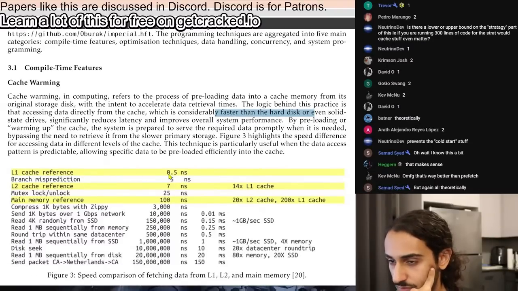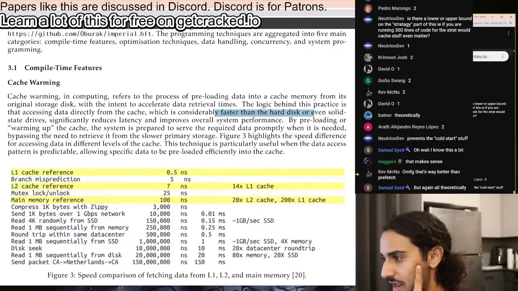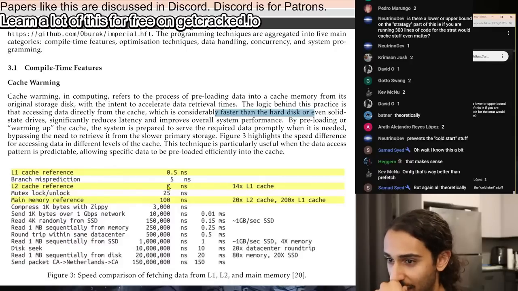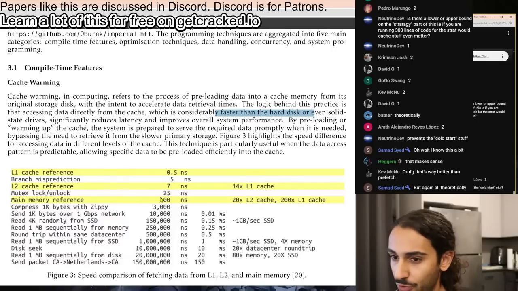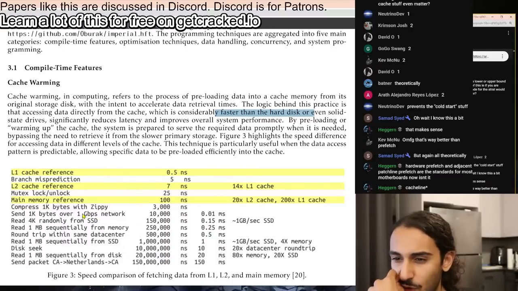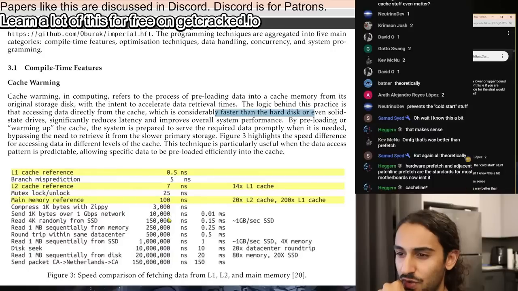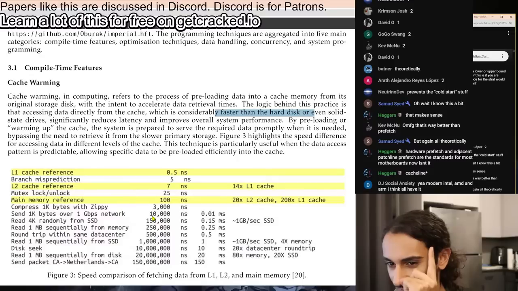L1 cache, half a nanosecond. Half a nanosecond for L1 cache retrieval. L2 cache, 7 nanoseconds. You're already 14 times slower. Main memory reference, going to RAM, 200 times slower than L1 cache. Send 1 kilobyte of data over a 1 gigabit per second network. That is now 200,000 times slower. Read 4 kilobytes randomly from your own SSD.